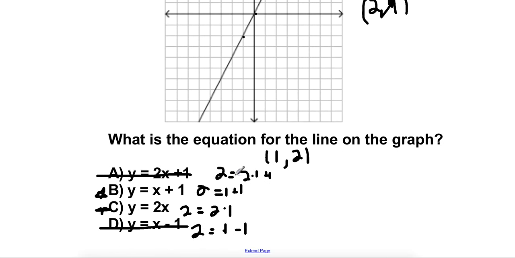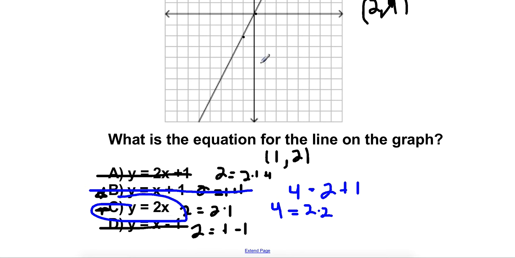Let's pick the point 2, 4. If I plug in 4 for my y equals 2 for my x plus 1. Well, 2 plus 1 is 3, so that does not work. So now let's try this one. If I plug in 4 for my y, 2 times 2, it's 4, so this is the correct answer. So y equals 2x is the correct equation for that line.